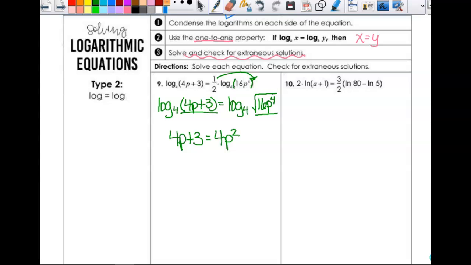Guess what? We got a quadratic again. So we got to set it equal to 0 and factor. So 0 equals 4p squared minus 4p minus 3. A is not 1, so we're going to have to factor how? By grouping, right? Okay, so I'm going to give you a minute to dig that out of the back of your brain. See if you can factor by grouping, then I will walk you through it.